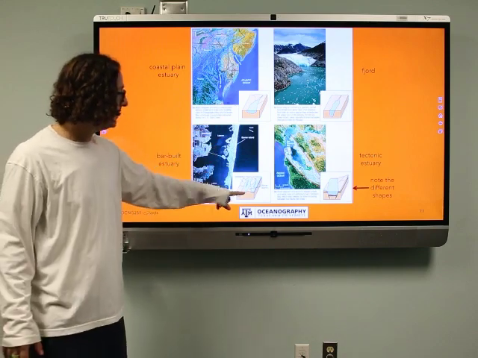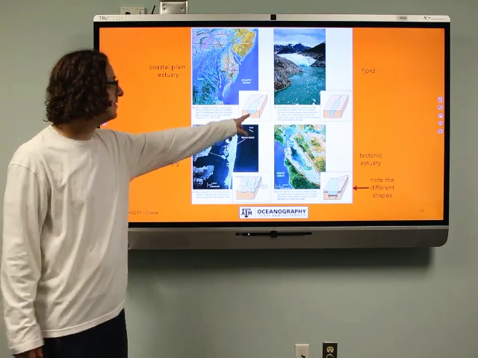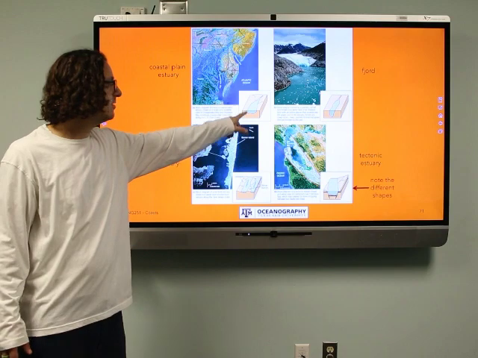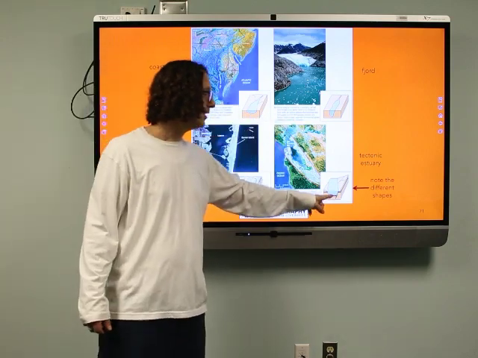And these are pretty shallow. Usually not more than a few meters deep. These can be tens of meters to maybe 100 meters, not super duper deep. Fjords are pretty deep. And a tectonic estuary can also be deep.